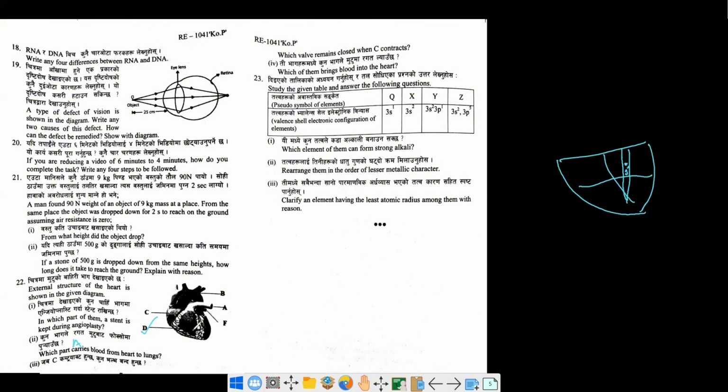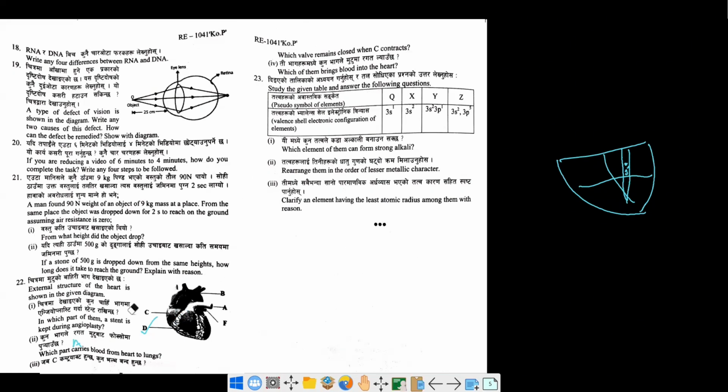So when C contracts, which valve closes? When C contracts, when the ventricle contracts, the blood has to go to the lungs. Okay, to go toward the lungs, the valve here, the auriculoventricular valve, is going to be closed. So this tricuspid valve is going to be closed in here. This valve will be closed so that the blood won't go into the artery. Okay, so this is how we can easily figure it out.